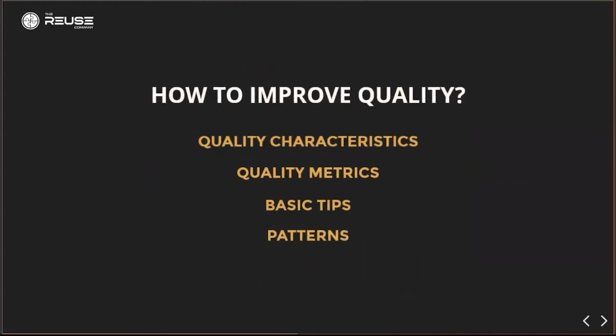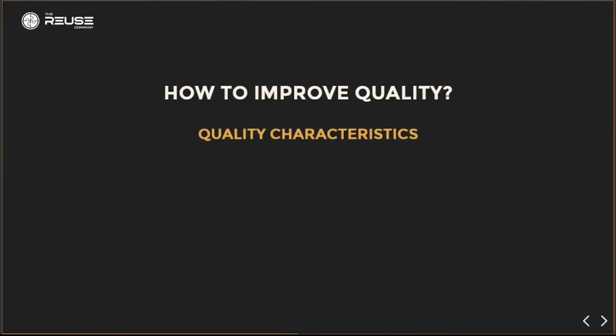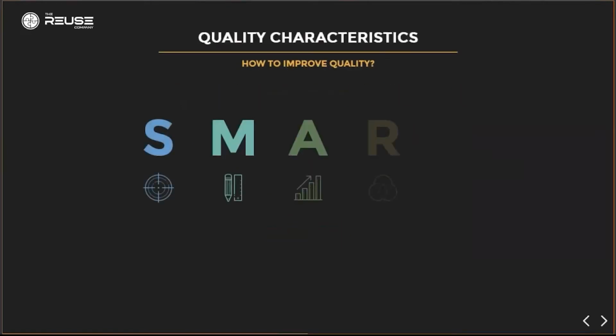Okay, we've fragmented this section in four core parts, right? The first one is going to be quality characteristics. Then we're going to proceed with quality metrics. This is very important, not to confuse both of them. Then we're going to get into some basic tips, guidelines. And finally, let's take a look at a very simplistic approach in terms of patterns, right? We begin with the quality characteristics.